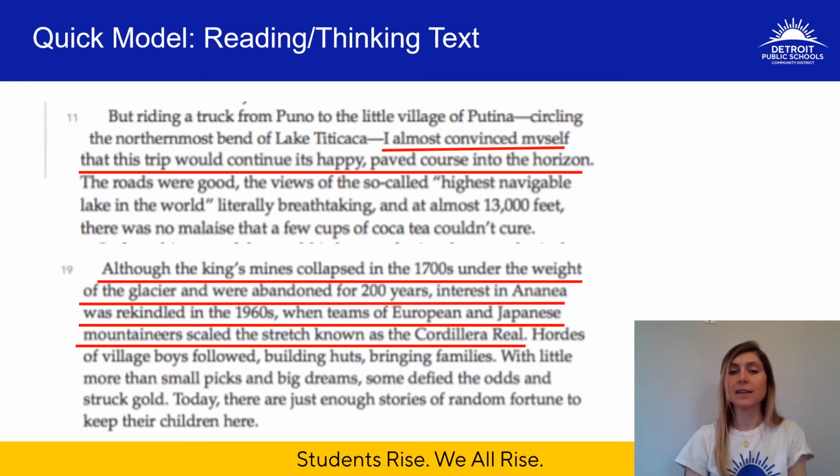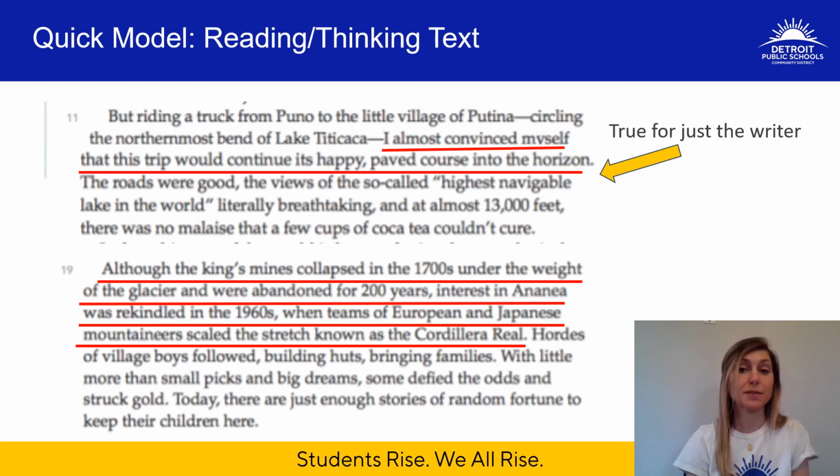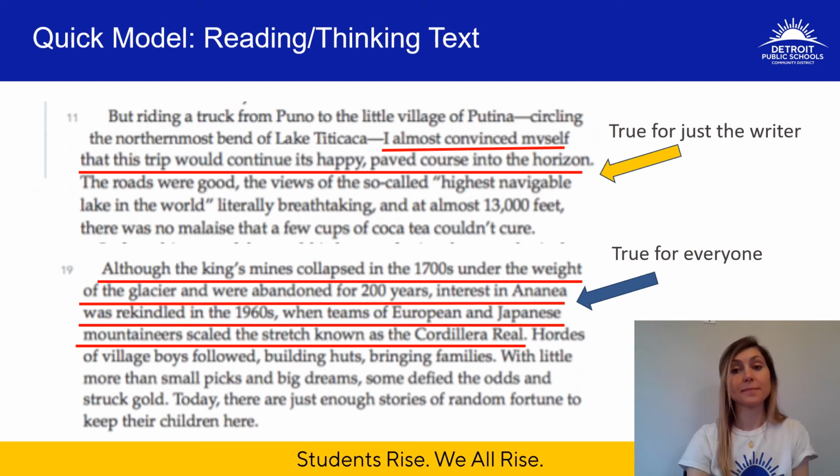Two different types of lines here. Note that this is true for just the writer, the first one here. "I almost convinced myself," even though it uses the pronoun I, this is clearly an observation and is injected with feeling. Whereas these lines down here, this is true for everyone. These are facts about the history of that time and of the region.